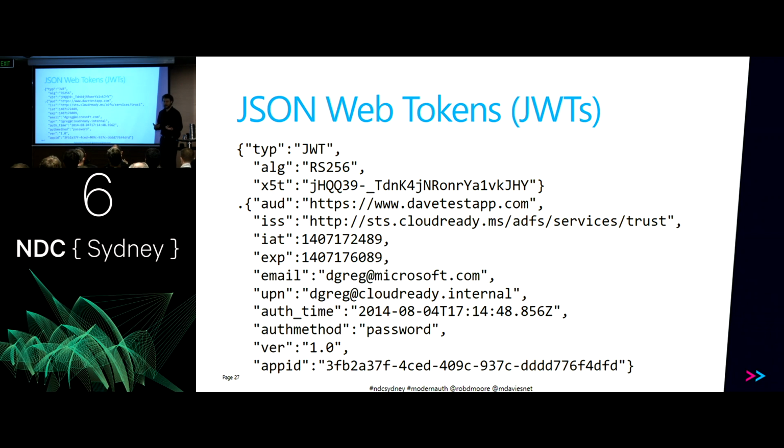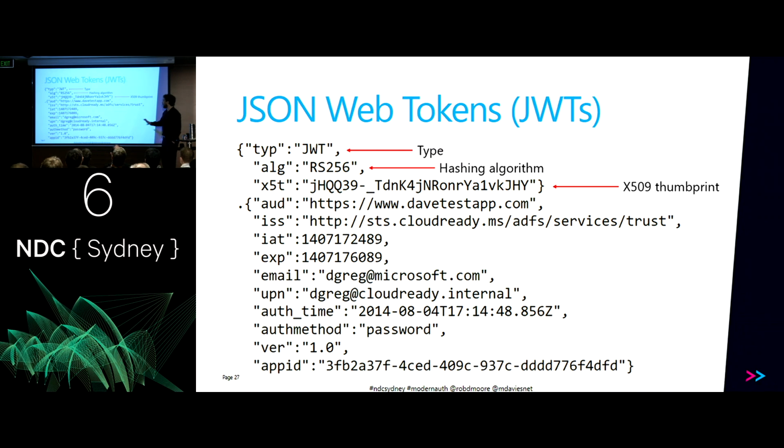So a JSON Web Token has a header in it. That's going to start with type equals JWT. That's always going to be the case. That's going to be followed by a hashing algorithm. That can be RS256 or HS256. If it's RS256, it means it's certificate-based hashing, so you'll also get the thumbprint of that X509 certificate that's being used.